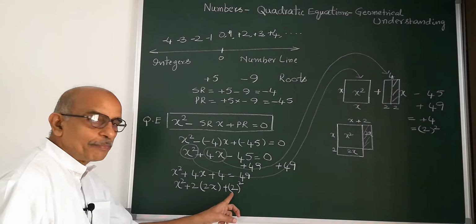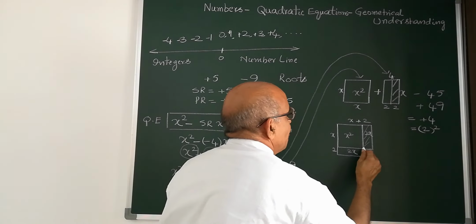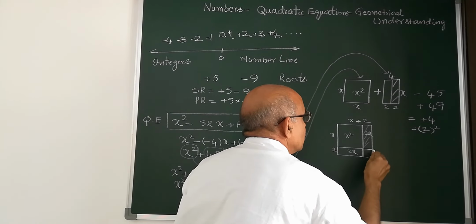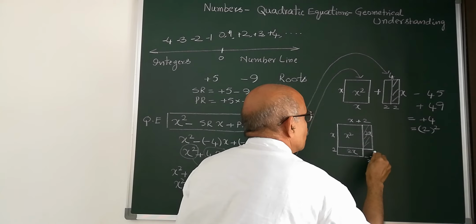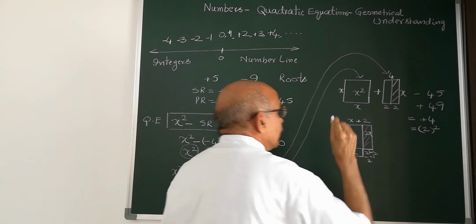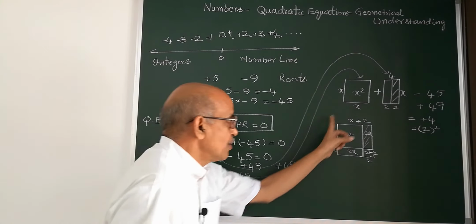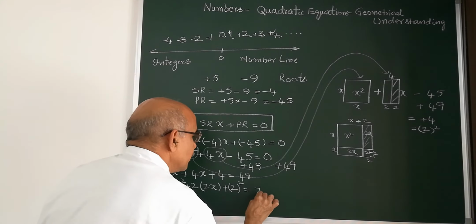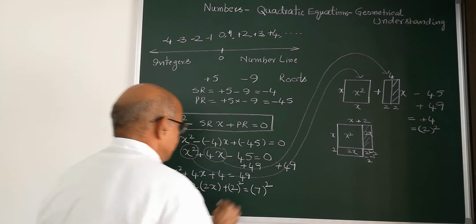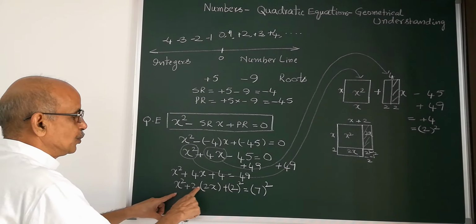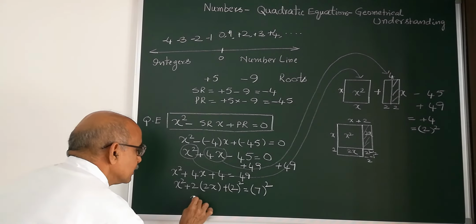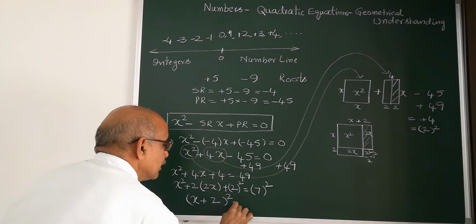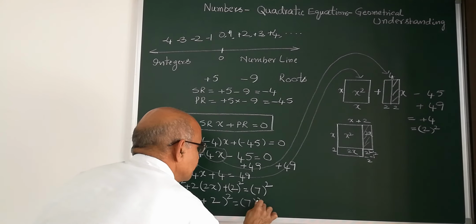So this is the incomplete square. Here a square is formed. This side is 2, this side is 2, whose area is 2 square. So by adding this 2 square, we have completed the square. 49 can be written as 7 square. So this is a square plus 2ab plus b square. This becomes (x plus 2) whole square is equal to 7 square.